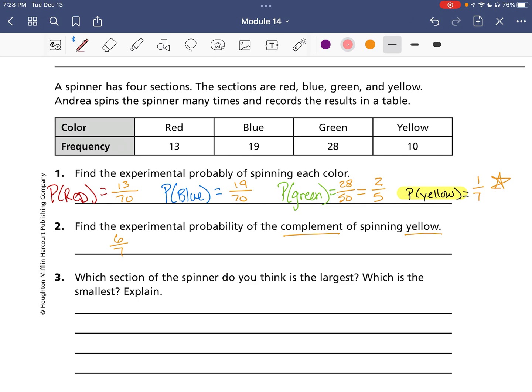Largest is going to be green. Based off of our data, our largest will be green because it had the most results, so it's going to take up the most space. And our smallest is going to be yellow because it had the least number of spins. Okay, and green because it had the most number of spins. So always include that why, explain your answer.